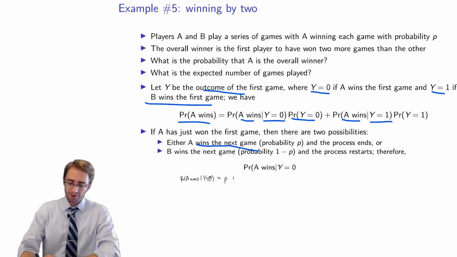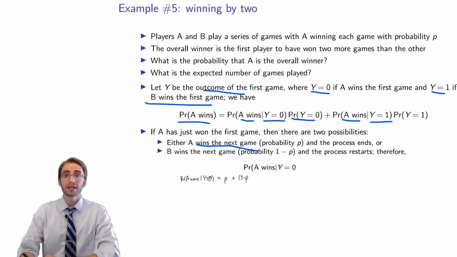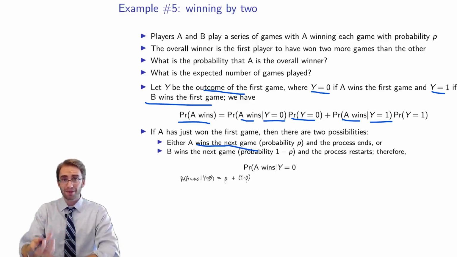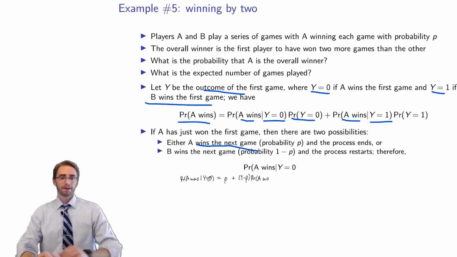What is the other possibility? The other possibility is a 1 minus P probability that A loses, and then what happens? Then A has won, and then A lost, so now they're tied up again, which means they're back to where they started, plus 2 games. So 1 minus P times the probability that A wins. Like that. Okay, so that's how that works.